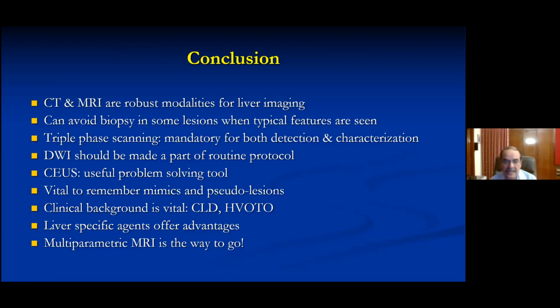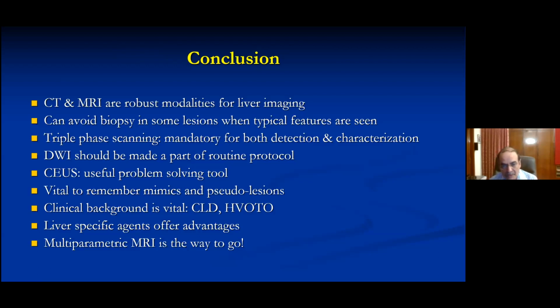I have shown you some examples where biopsy can be avoided if typical features on imaging are seen in lesions like hemangioma, in lesions like FNH. Imaging is actually more reliable than biopsy. Having said that, in day-to-day clinical practice, we see a lot of overlap between lesions. Many lesions do not show typical features, and it is then that we will resort to doing an image-guided biopsy.